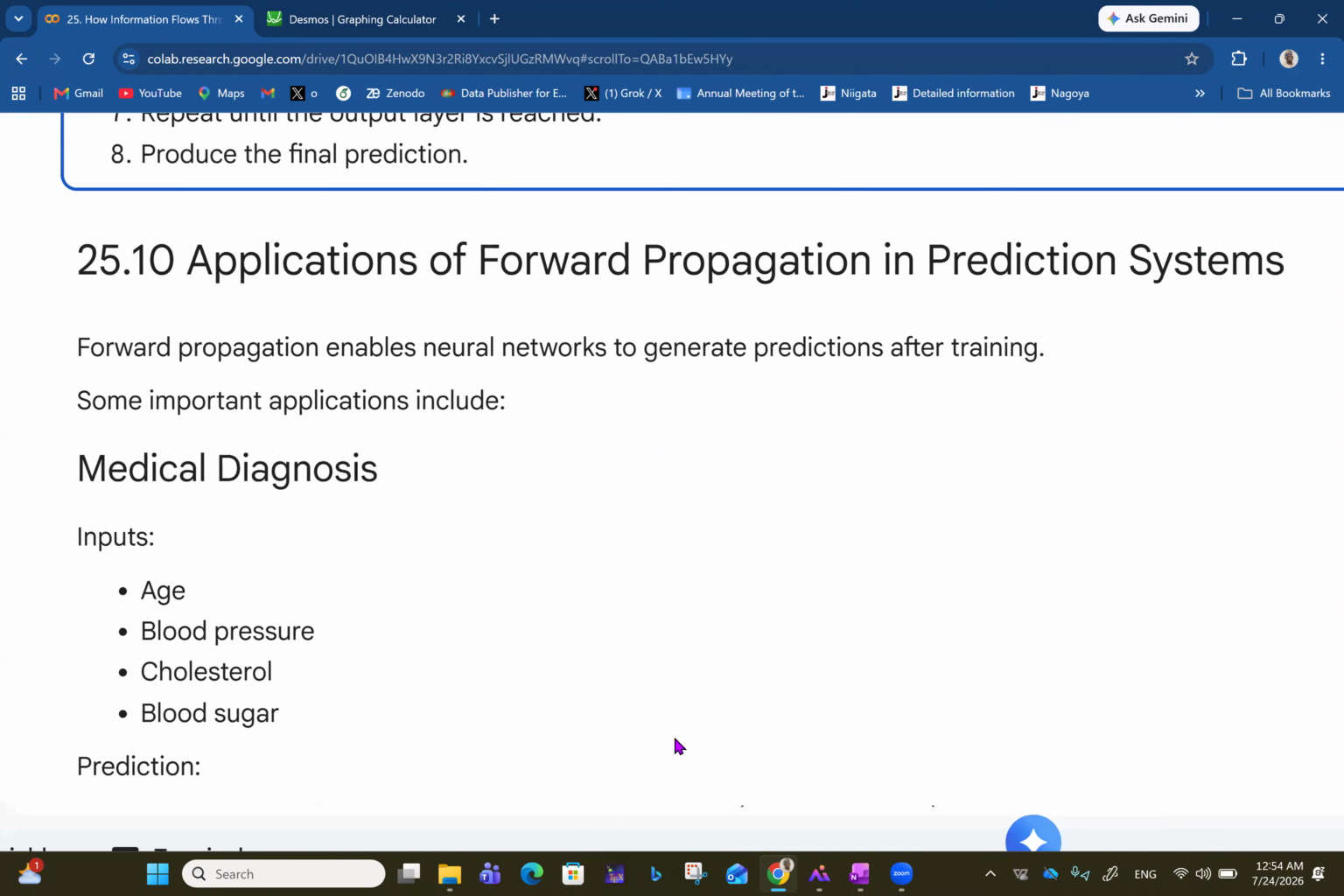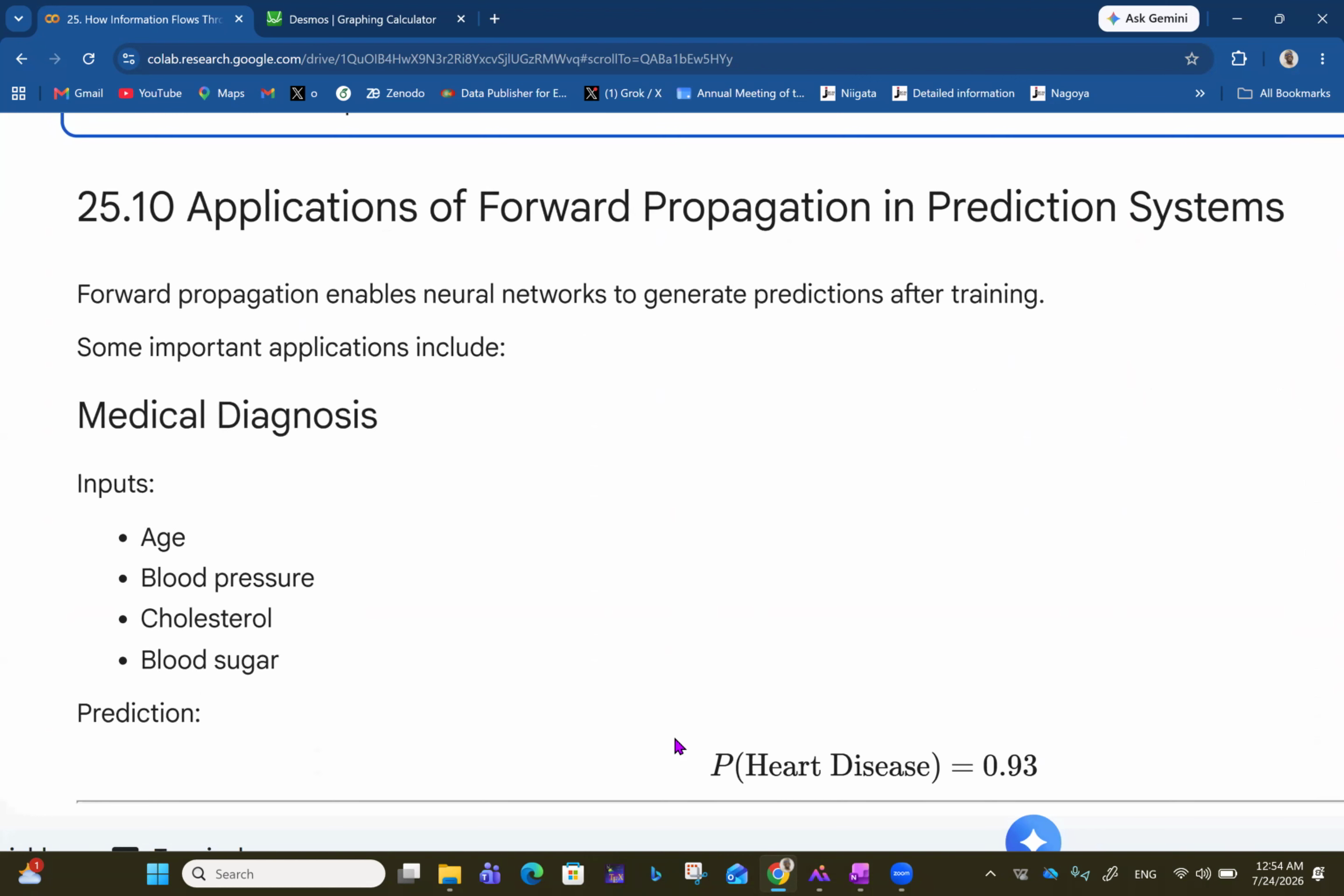Then we have applications of forward propagation in prediction systems. Forward propagation enables neural networks to generate predictions after training, like we've been seeing.